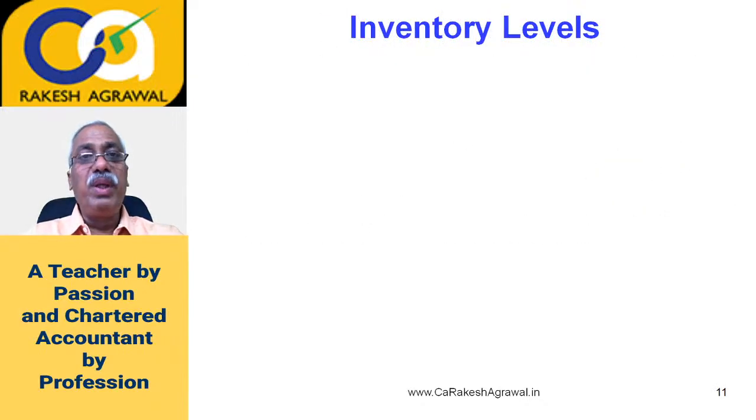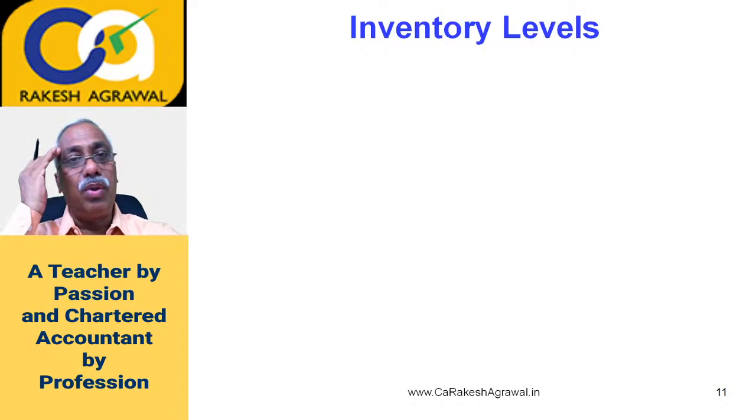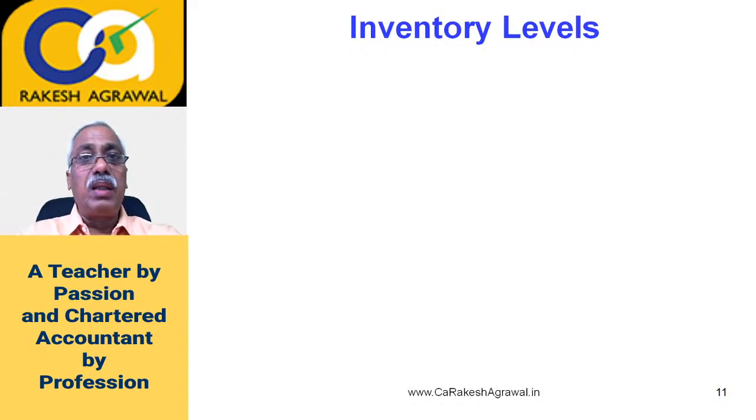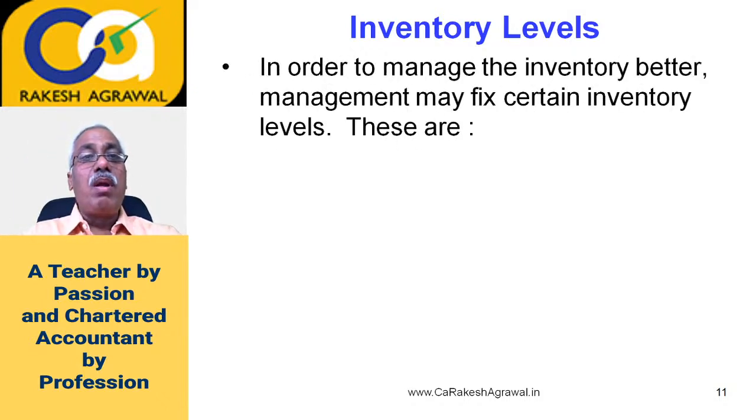Now we move to inventory levels after the EOQ with discount. That is another important area of discussion. In order to manage the inventory better, management may fix certain inventory levels. Because in a big company, in a big factory, there might be a variety of raw materials, and a storekeeper has to manage all the items of inventory in an efficient manner. So we have to calculate certain levels of inventory for better management.